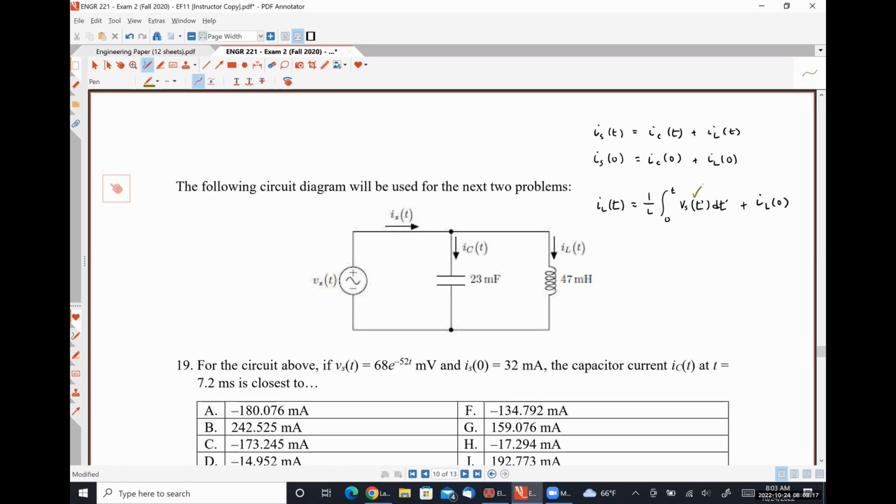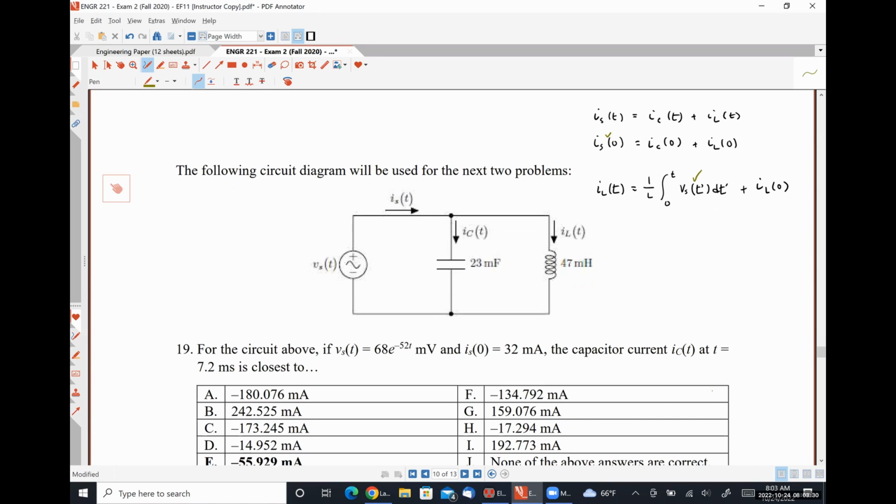Vs of t is given to us. Is of 0 is given to us. And Ic of 0 is the answer to number 19, or Ic was effectively found by working number 19. The reason why that's important is because we would need to use that information to find Ic of t. And so we have everything that we would plug into the equation. At this point, it's just putting it into the calculator.